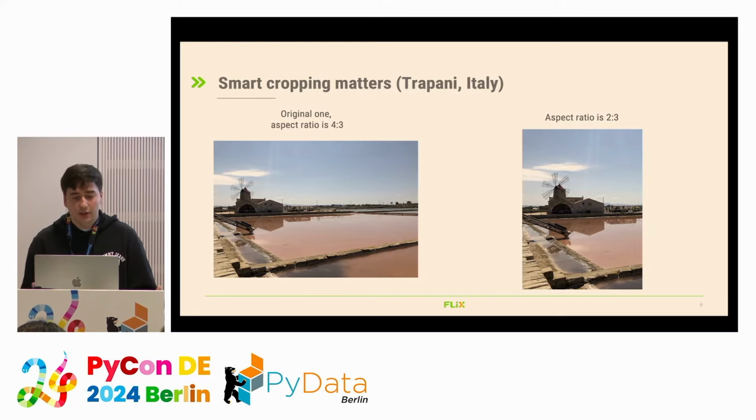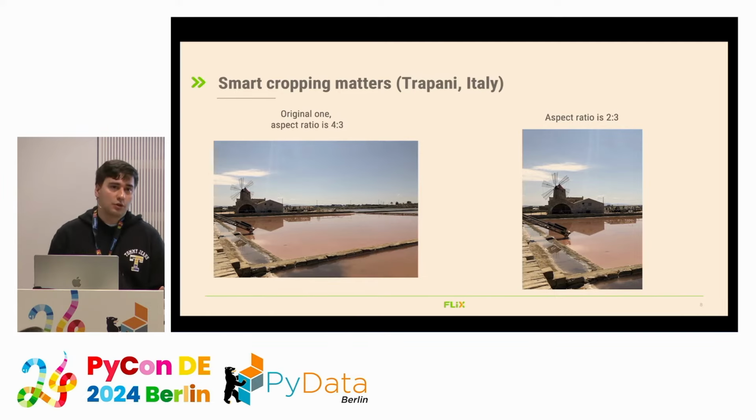Here you can see that the target object, which is a mill, is not in the center of the picture. So if you just use center cropping, you will lose this object and the image will lose quality. But we use the Google smart cropping tool, which can detect the main object on the image and save it during the cropping.